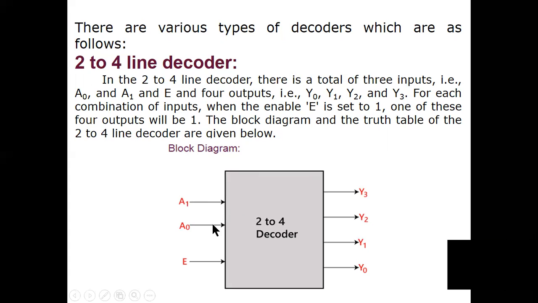According to the input combination, suppose 0, 0 means Y0 will be activated, that is the output will come. Likewise, 0, 1 means Y1 will be activated. Likewise, 1, 0 means Y2 is enabled. Like 1, 1 means Y3 will be enabled, because out of many, only one output can be activated using E. The block diagram and truth table of the 2 to 4 line decoder are given below. This is the block diagram of the 2 to 4 decoder.